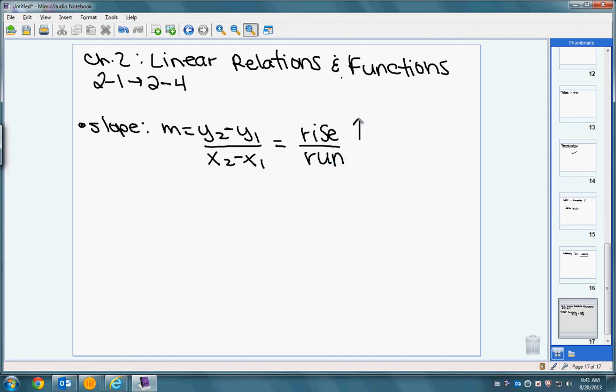It's very easy. Rise is up and down. Up is positive, down is negative. Run is left and right. Left is negative, right is positive. This is something you should already know.